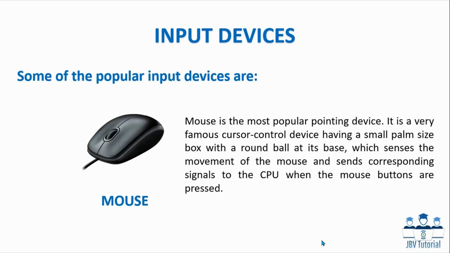A mouse can be used to control the position of the cursor on the screen, but it cannot be used to enter text into the computer. Advantages: easy to use, not very expensive, moves the cursor faster than the arrow keys of the keyboard.